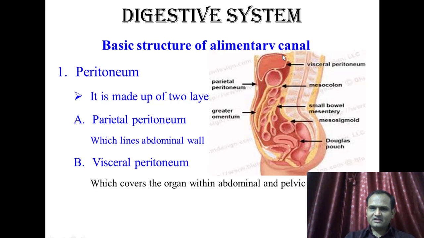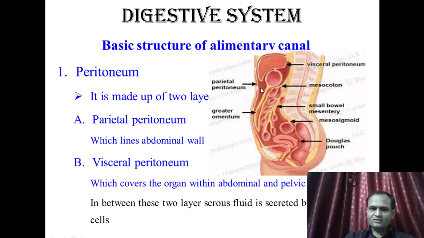And what is the gap in between the visceral peritoneum and the parietal peritoneum known as? Here the gap can be well seen. Here is the visceral peritoneum, and the one which lines the abdominal wall is the parietal peritoneum, and the space in between them is known as the peritoneal space. This peritoneal space is filled with serous fluid, also known as peritoneal fluid, which is secreted by peritoneal cells of the serous membrane.